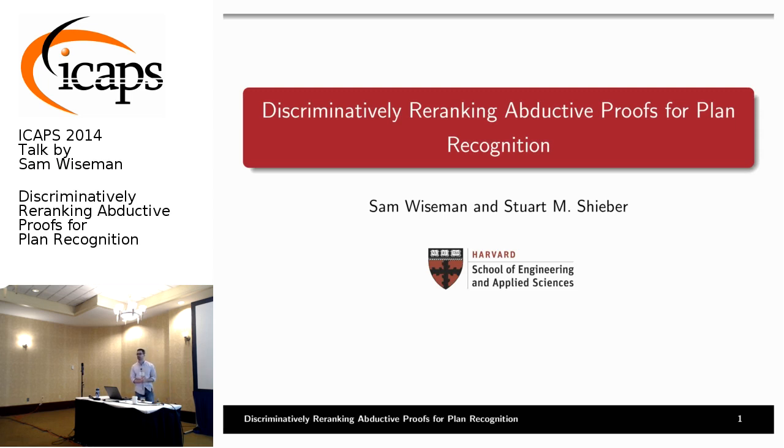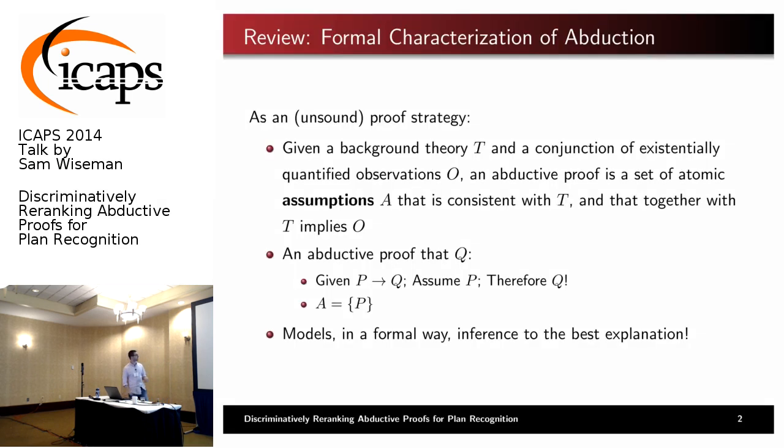Thanks for sticking around. I'm going to be talking about reranking abductive proofs for plan recognition. So let's start with what an abductive proof is. Given a set of existentially quantified observations O, like in first order logic, an abductive proof of O is one that uses my background theory T, but also a set of assumptions A to prove O. So it's just like regular theorem proving, but I'm allowed to make assumptions.